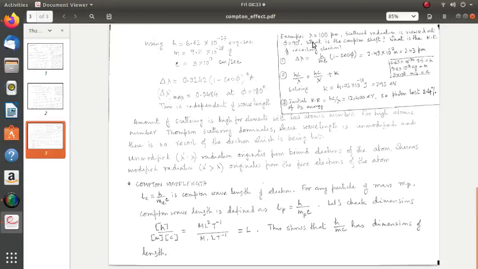Another example, suppose lambda equal to 100 picometer. Scattered radiation is viewed at 90 degree. What is the Compton shift? What is the kinetic energy of the recoiling electron? So the Compton shift, we know, is h by mc times 1 minus cos phi. We can substitute the values of h, m and c. Then the shift is 2.43 picometer. But this is independent of lambda. Delta lambda is just dependent on phi, that's all. So for any lambda, the shift is 2.43 picometer.